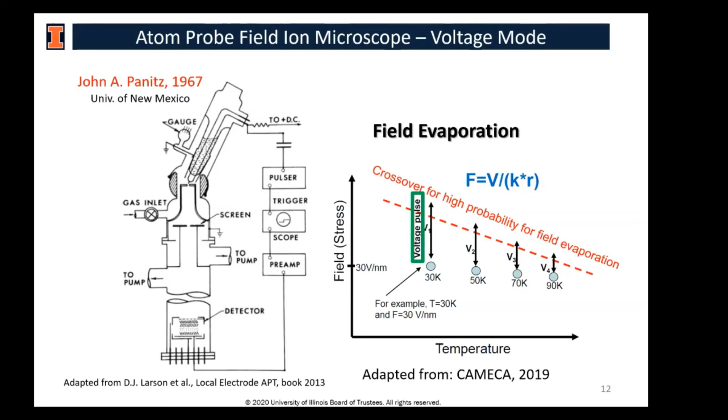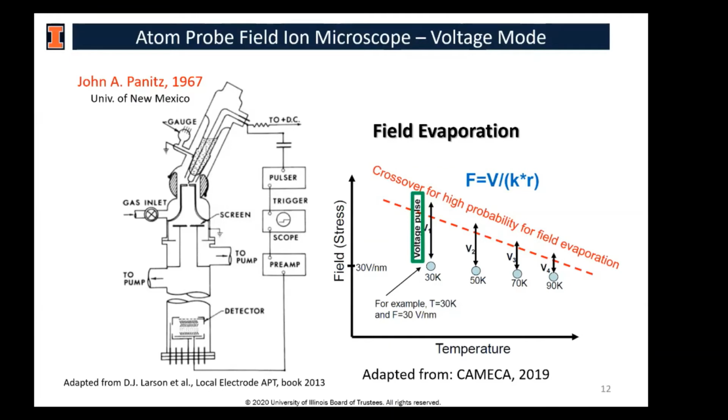So the red dashed line represents a crossover for high probability for field evaporation. And in this case of Panitz, in the early times of atom probe, applied a voltage pulsing to go vertically from the imaging area to the field evaporation area of the diagram.